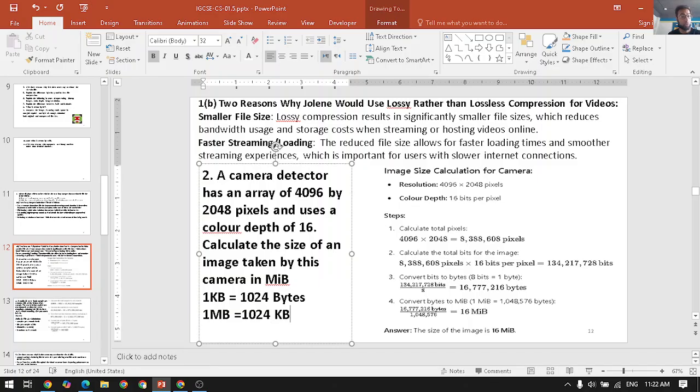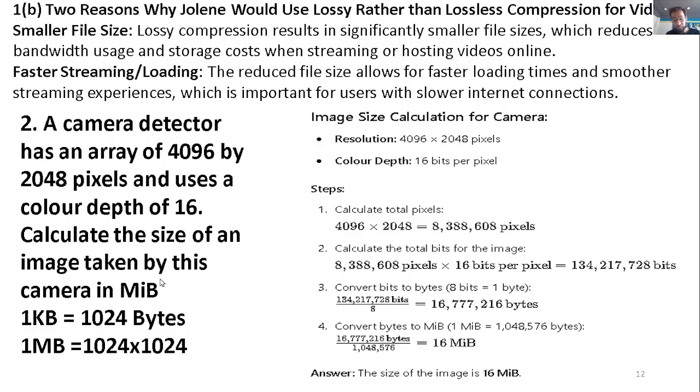What is a kilobyte equal to? When we say kilobyte, we mean 1024 bytes. So 1 megabyte is equal to 1024 multiplied by 1024, which gives us 1,048,576. We divide by this to calculate our file size in megabytes, so that makes it 16 megabytes. The size of the image becomes 16 megabytes.